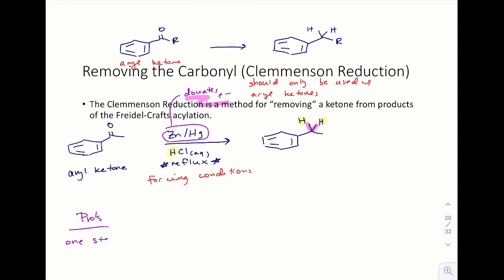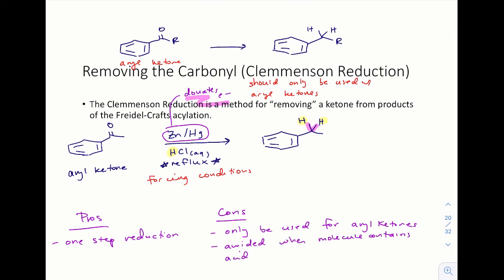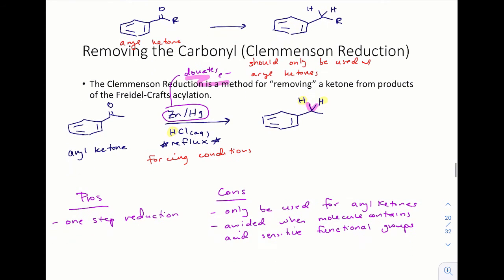Okay, one-step reduction. Great. Cons. It can only be used for aryl ketones, but that's great if we're talking about products of the Friedel-Crafts acylation because they're all aryl ketones. And it should be avoided when the molecule contains acid-sensitive functional groups, since it's conducted in boiling acid. For example, either the ring itself might have some other substituents, or the R group on the aryl ketone, if they contain alcohols, acetals, or any other functional group that's reactive with acid, then you should avoid this reduction method.